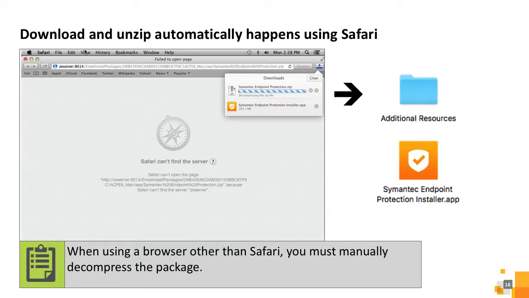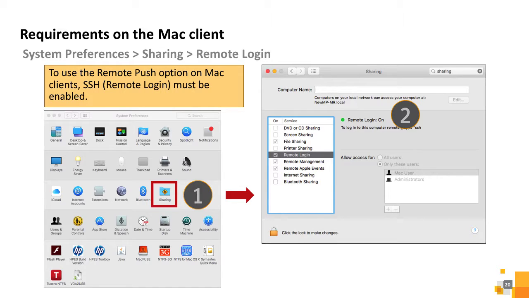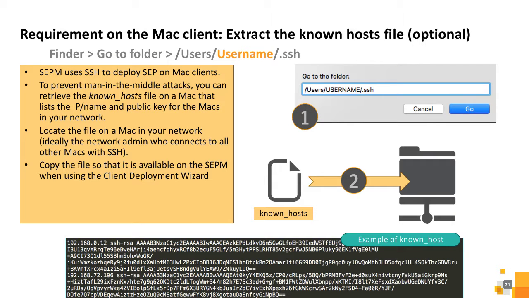The setup runs interactively. The user is prompted for an administrator password, and the installation proceeds like the previously covered manual installation. This is the remote push subtopic. To use the remote push option on Mac clients, SSH or remote login must be enabled. To enable SSH on a Mac, open System Preferences, Sharing, and enable Remote Login. SEPM uses SSH to deploy SEP on Mac clients.